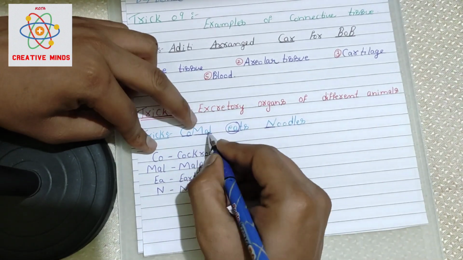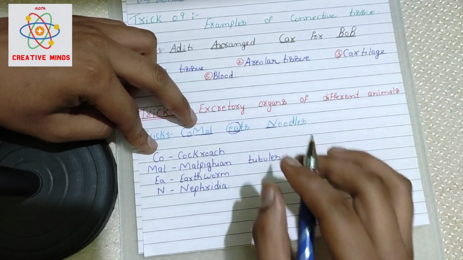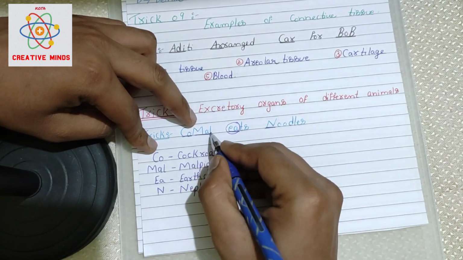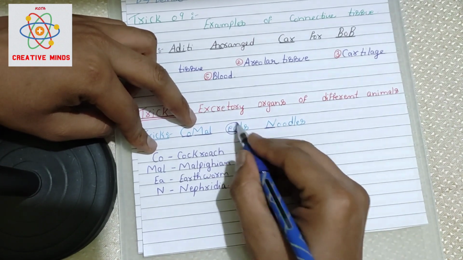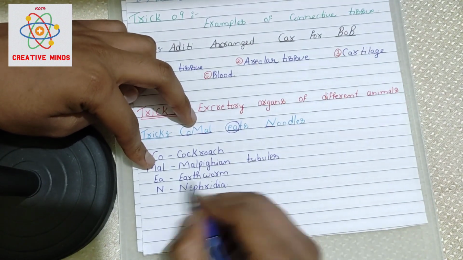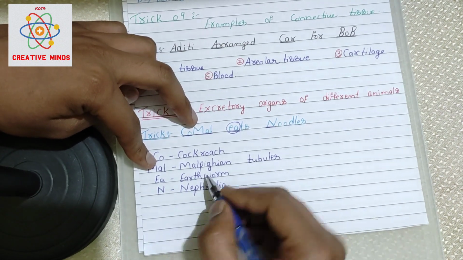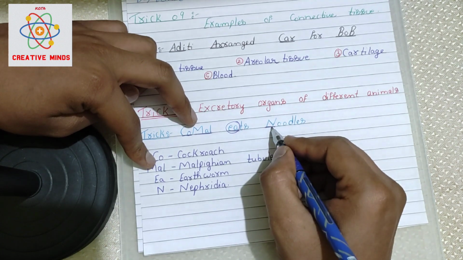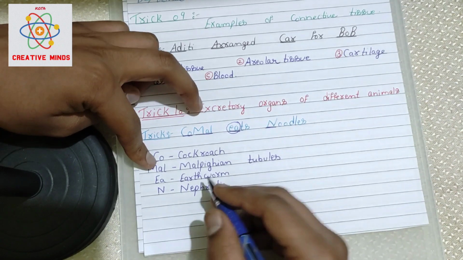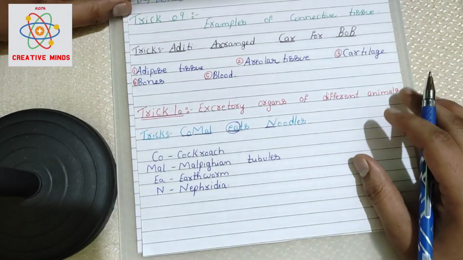CO means cockroach. MAL. As soon as we see MAL, we don't have any other excretory organ from MAL instead of Malpighian tubules. So directly we can recall that MAL means Malpighian tubules. EA, just focus on this word EA. EA means earthworm. We have only one organism like earthworm, which starts with EA in our class 11 textbook, right? So EA, earthworm. Then N. As soon as we see N, the excretory organ which matches is nephridia. So easily we can recall. Komal eats noodles. So therefore 10 tricks from this chapter are completed.